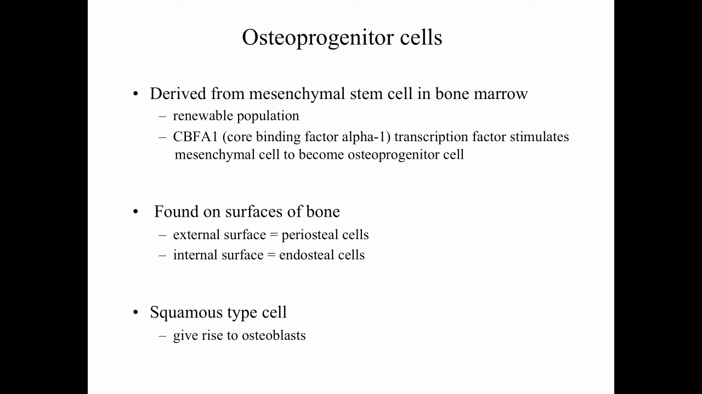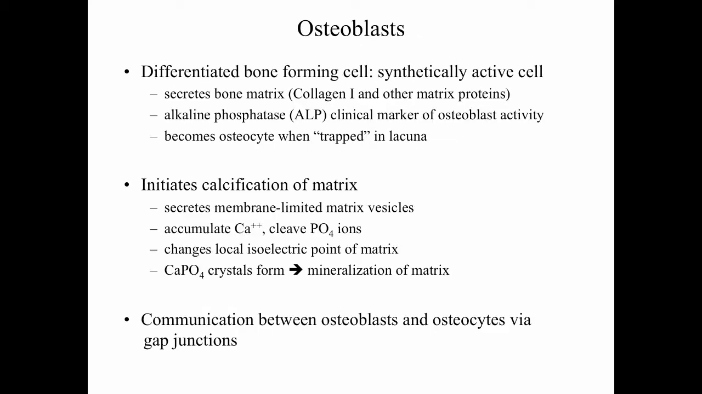These are a flat or squamous type of cell. Be careful, they're not epithelial cells. We talk about them as a squamous type cell, but they're not epithelial cells. They're a mesenchymal type stem cell. These cells give rise to the osteoblast. The osteoblast is the differentiated bone-forming cell.